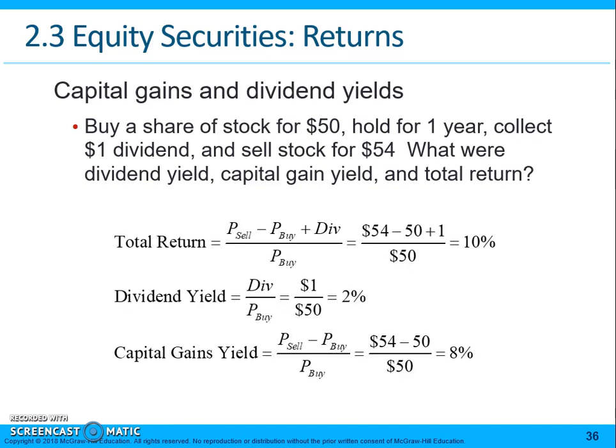So our total return is the price we sold it for minus the price we bought it for, plus the dividend we received, divided by the price we bought it for. So that's 54 minus 50 plus 1, divided by 50, or 10%. The dividend yield is just the dividend divided by the price you paid for it, or 1 divided by 50, which is 2%. And the capital gain yield is simply the price you sold it for minus the price you bought it for, divided by the price you paid for the stock. So that's 54 minus 50 divided by 50, or 8%. The dividend yield and the capital gain yield must add up to the total return. So fairly simple calculations.